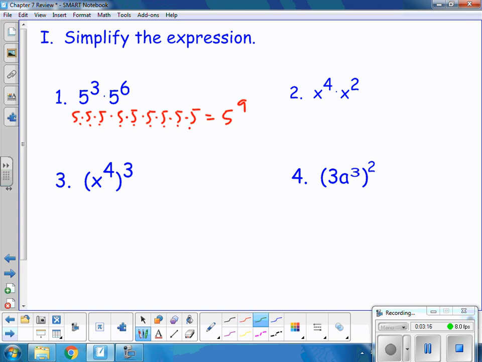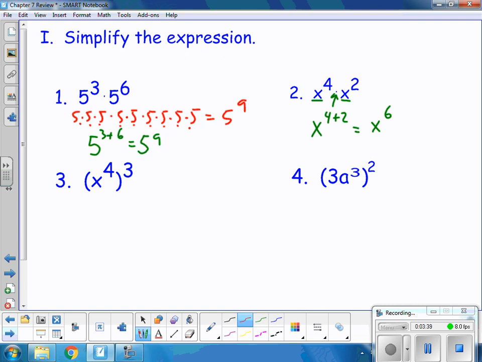Another way to look at this would be if they have the same base and you're multiplying them, you are just adding the exponents. So when we look at number 2, we do have the same base of x, so it is multiplying, so I can just add the exponents. So it ends up being x to the 6th.